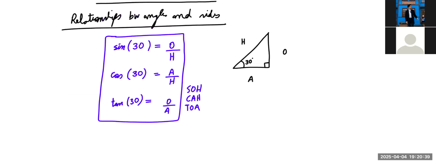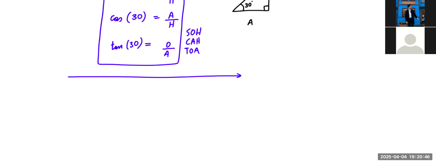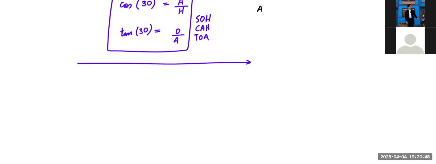So now, let's look at some problem solving, because that's really the most important part. How do you solve problems with this idea? So imagine, so the way I kind of remember it.